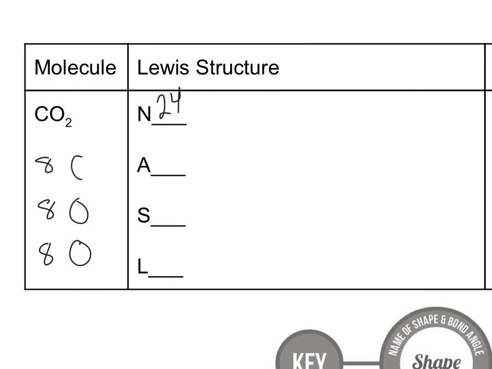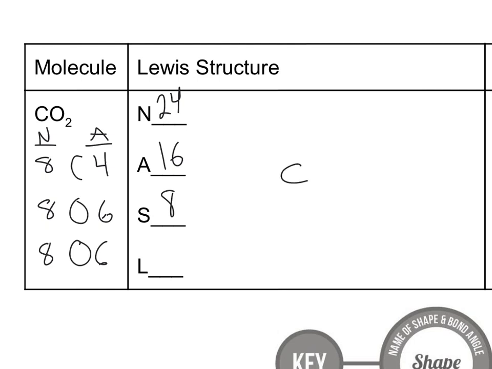How many do we have available? If we look at carbon on the periodic table, it's in group 14, so it has 4 valence electrons. If we look at oxygen, it has 6, and there's 2 of them, so that's 6 plus 6 plus 4, which is 16 total available. So we know we need 24, but we only have 16 available. So in order to make this work, we subtract the 16 from the 24, and we get a difference of 8, which means we're going to have to share 8 electrons.